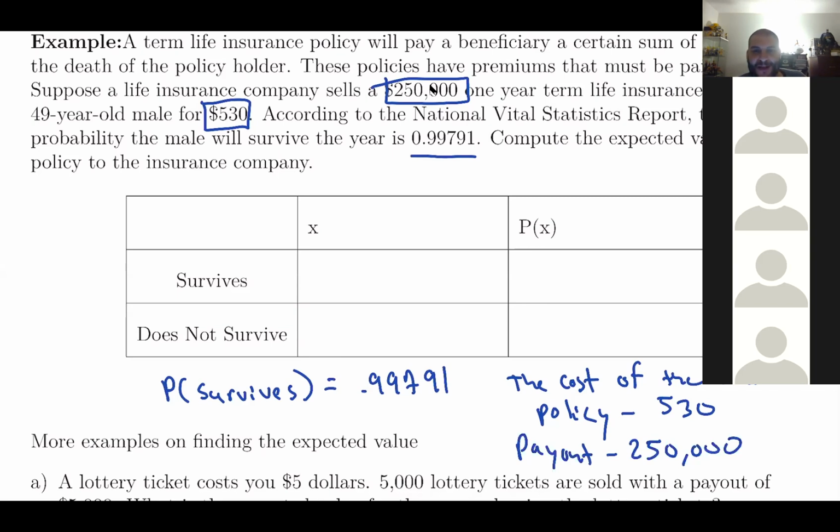All right, up next, if you look at my notes, I have a table. The table says survive, does not survive. It says X and it says P of X. The X corresponds to the money.